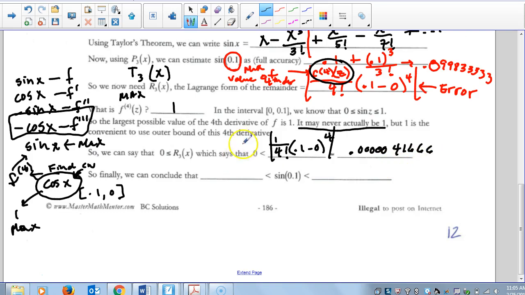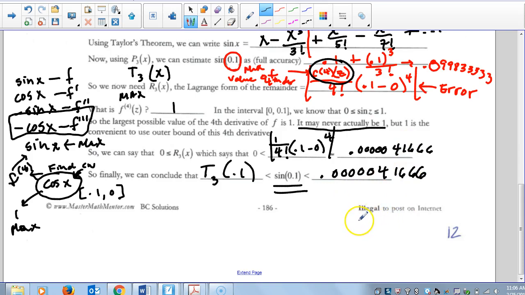Okay, so we can conclude that T3 of 0.1 is less than sine of 0.1 is less than that value plus the error. So this just means my error is within that value. That is the biggest possible. Oh, did I do that right? Yeah, 416,666, the devil number. So that means that's my maximum error, and all I did was stop at x cubed.